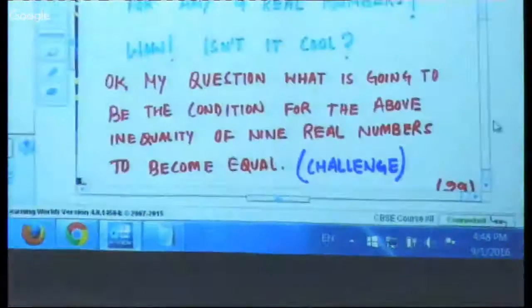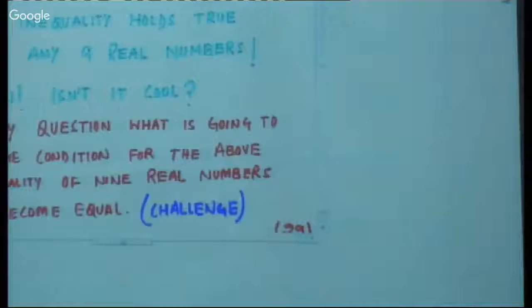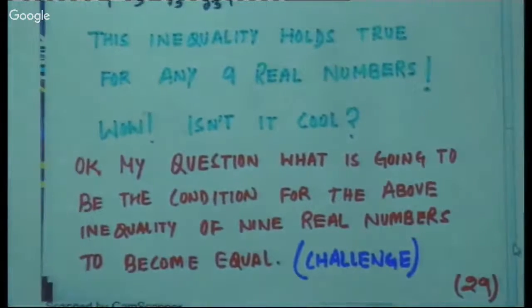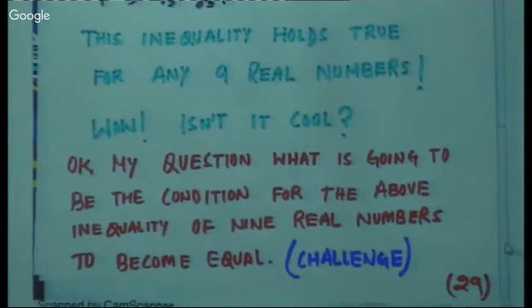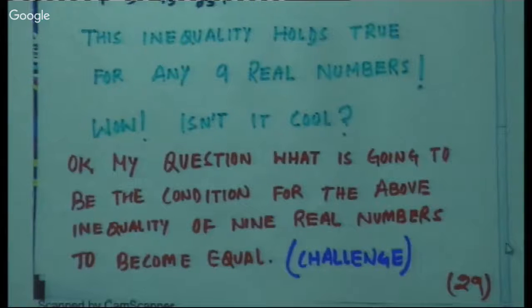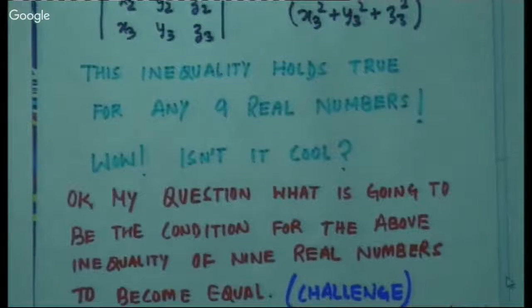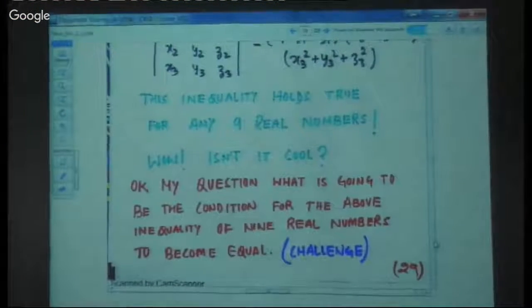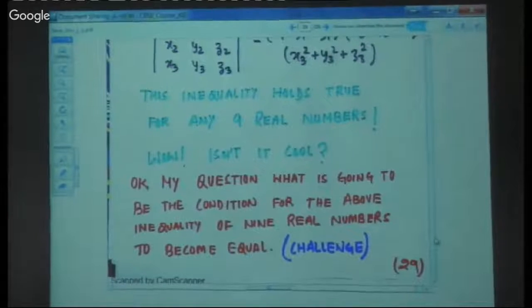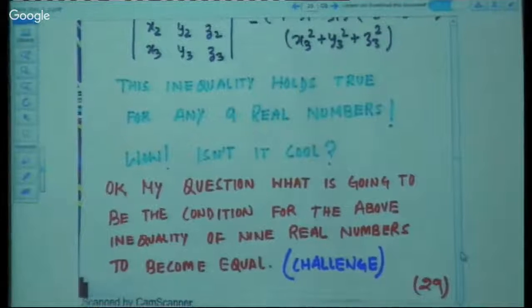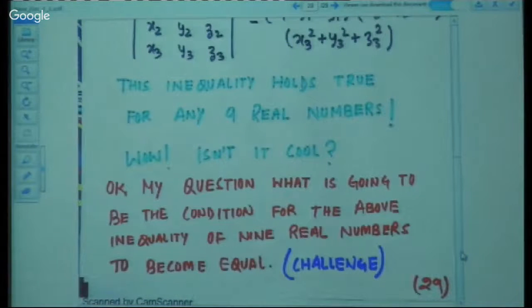My question is, what is going to be the condition for the above inequality of 9 real numbers to become equal? Solve it. When is this going to be equal? If I replace this with equal to, then they are going to be true.